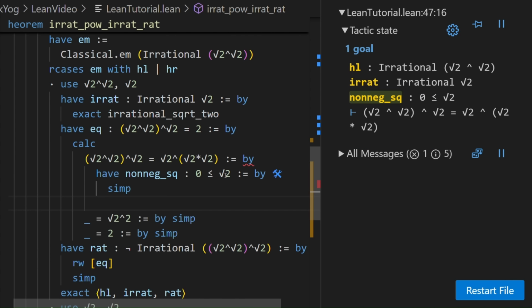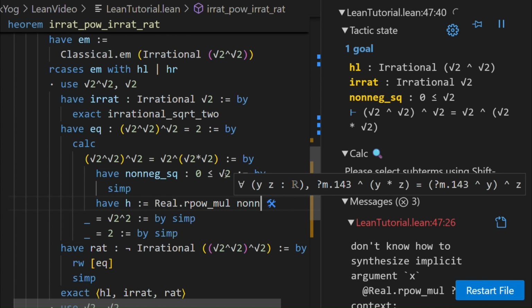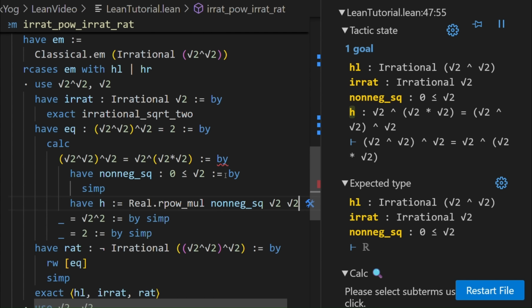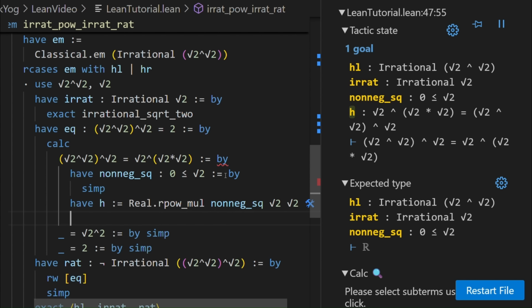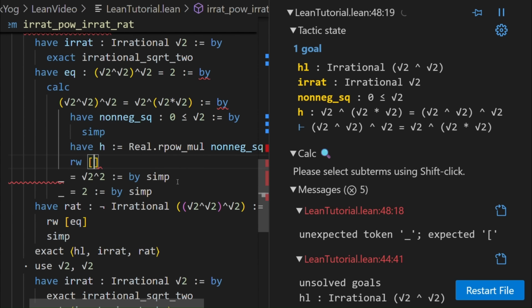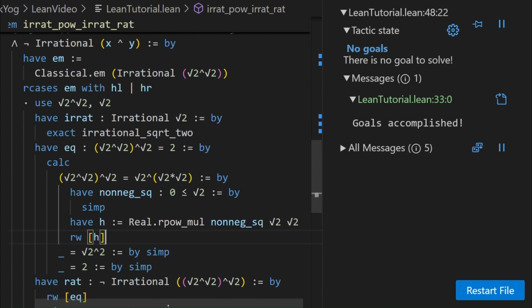Then we'll have h be this theorem with non-neg square root 2 as the proof of 0 less than or equal to x, and square root 2 and square root 2 as y and z. If we rewrite this into the goal, both sides are equal and we're done. The entire proof is complete and correct.